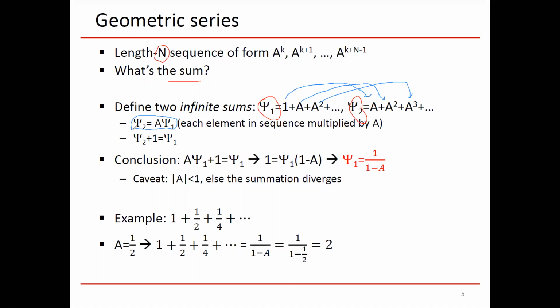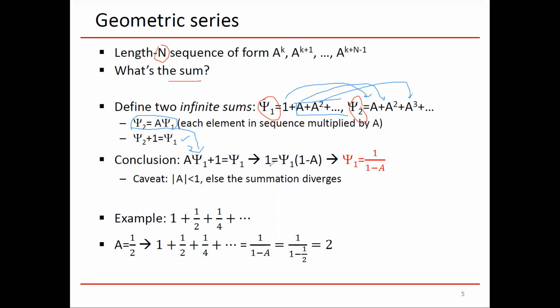The second observation is that all the elements in psi 2 exist in psi 1, and therefore psi 1 is equal to 1 plus psi 2. So now, combining this second observation, we conclude that if psi 2 plus 1 is equal to psi 1, recall that psi 2 is equal to a times psi 1, and therefore a times psi 1 plus 1 is equal to psi 1. Or in other words, subtracting a times psi 1 from both sides, the right and the left-hand sides, 1 is equal to psi 1 multiplied by 1 minus a.